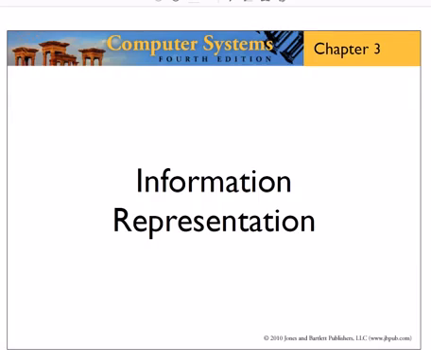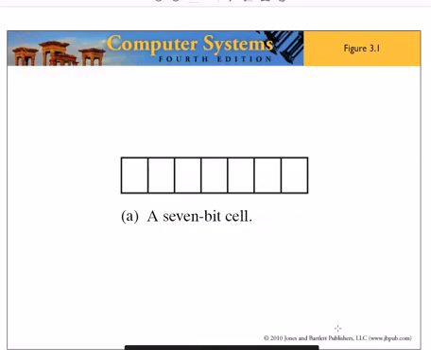We start by looking at cells. And in this chapter, you have to be really careful how many bits you have in your cell. Is it a 7-bit cell? Is it an 8-bit cell? A 9-bit cell? Be very careful when you answer the questions. Always know how much room you have. And in this case, we have room for 7 bits.